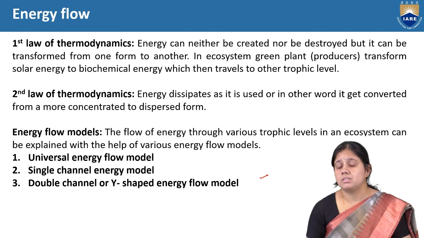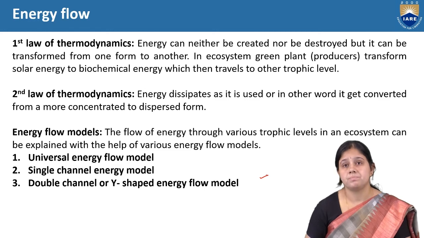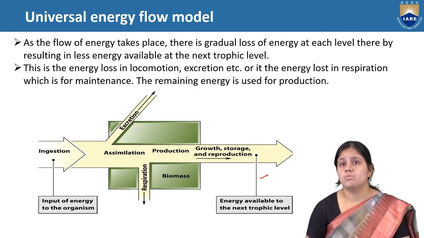And the energy can be dissipated, like the more energy that is in it, the more they will provide it in a dispersed form. And for the energy flow models, there are three energy flow models of the ecosystem. The first one is the universal energy flow model, then the single channel energy flow model, then the double channel or Y-shaped energy flow model. We will discuss all these energy flow models in the coming slides, like how they are connected with the ecosystem and what their significance is in an ecosystem. Now let's start with the universal energy flow model.